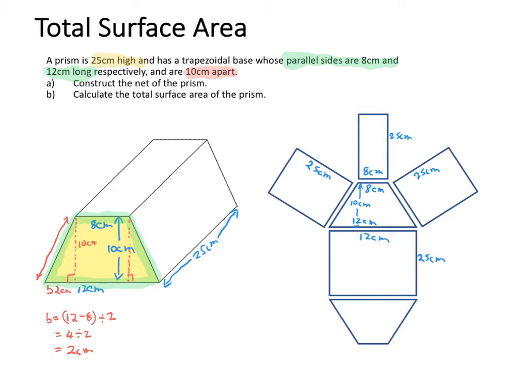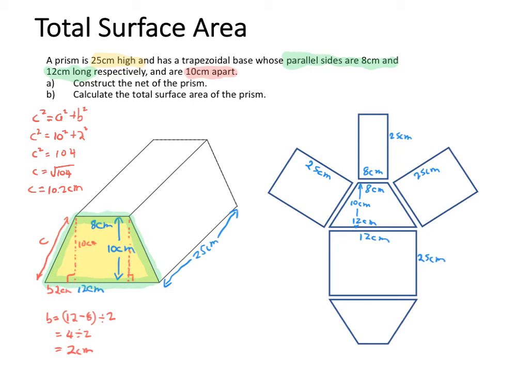Now that I have both of my smaller sides of my right angle triangle, I can go ahead and calculate the hypotenuse. So c squared is going to equal a squared plus b squared. Substituting in my values, it is going to be 10 squared plus 2 squared. So c squared is going to equal 104. So c is going to equal the square root of 104. So my hypotenuse is going to equal 10.2 centimeters. So both of the sides of my trapezium are going to equal 10.2 centimeters.